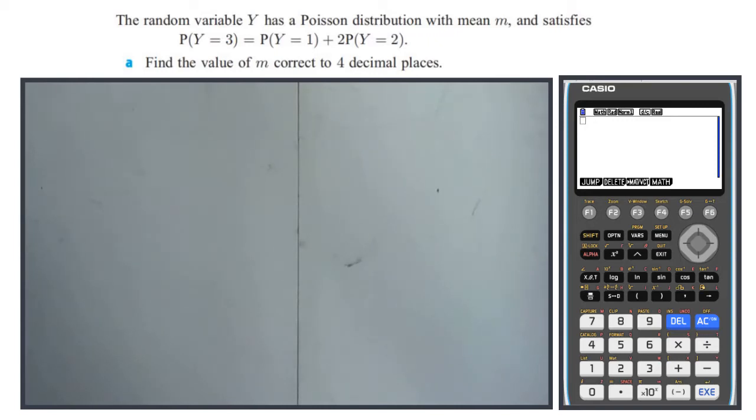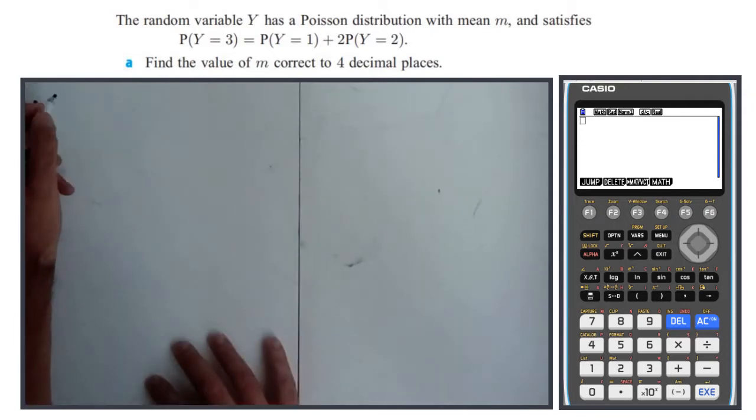Random variable Y has a Poisson distribution with mean m and satisfies P(Y=3) = P(Y=1) + 2P(Y=2). We need to find the value of m correct to 4 decimal places. So the 4 decimal places part implies that in the end we're going to have to use a calculator. It's set up in such a way that we have to use the probability generating function, which is quite nice, and we're going to do a bit of algebra.